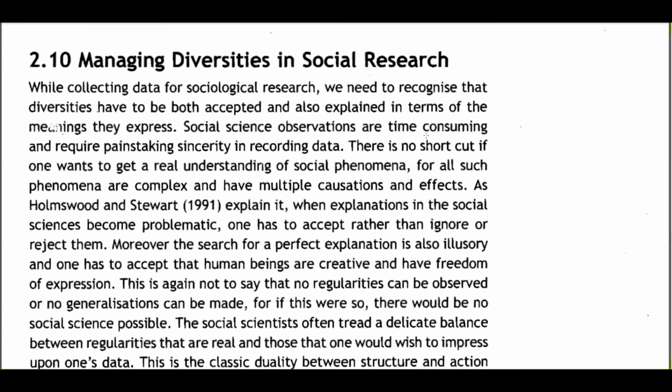There is no shortcut if one wants to get a real understanding of social phenomena, for all such phenomena are complex and have multiple causes and effects. As Holmwood and Stewart (1991) explained it, when explanations in the social sciences become problematic, one has to accept rather than ignore or reject them. A perfect explanation is also illusionary, and one has to accept that human beings are creative and have freedom of expression.